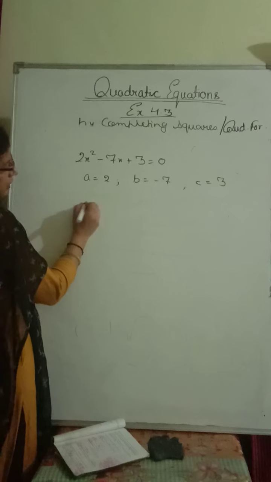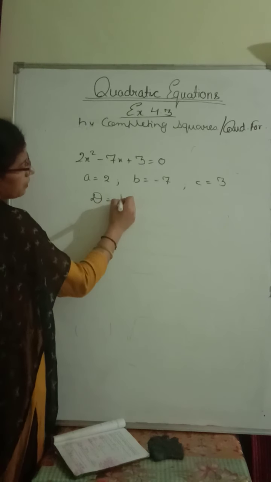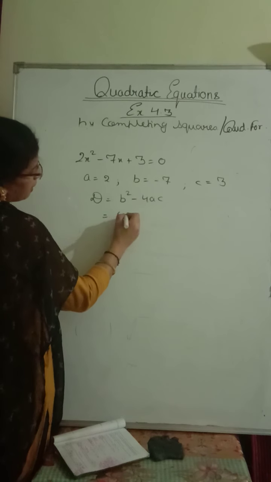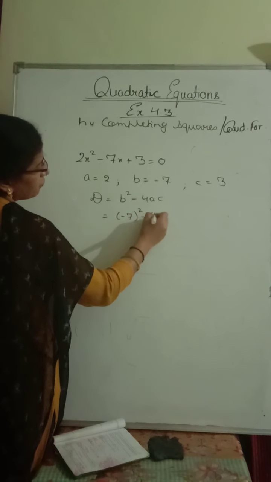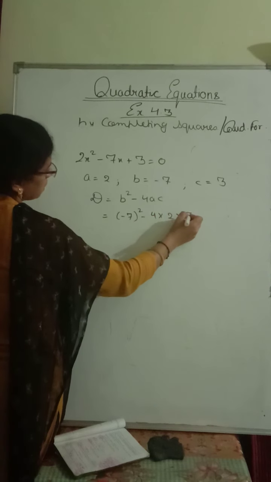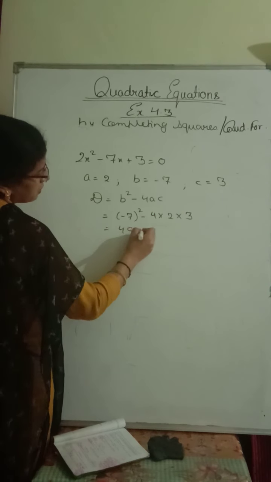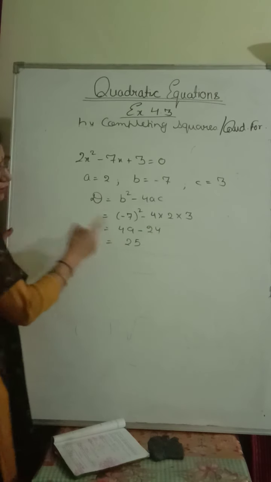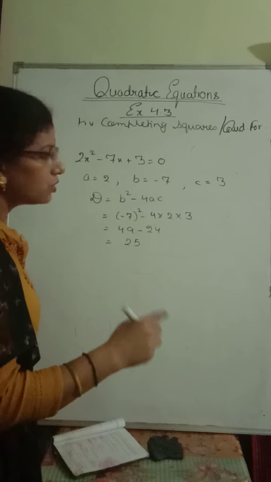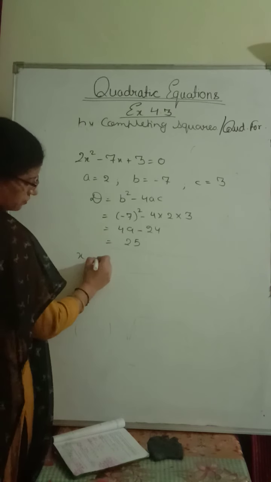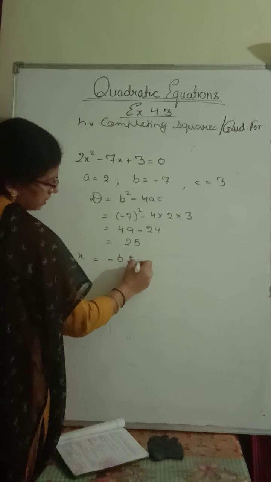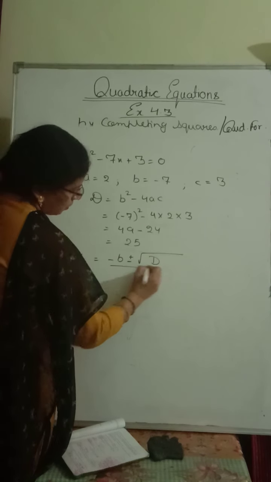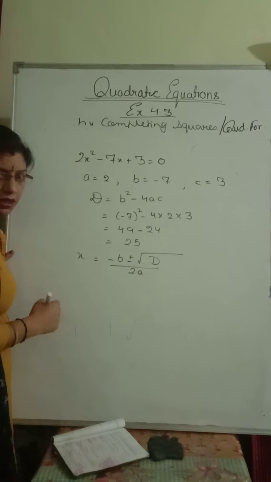What is the quadratic formula? Pehle hum discriminant nikal lete hain. b square minus 4ac. What is b? Minus 7 ka square minus 4 into a into c. 49 minus 4 twos are 8, 8 threes are 24. That means 25. Toh discriminant ki value kitni aa gayi? 25. Now you write the quadratic formula. Value of x will be minus b plus minus root of b square minus 4ac, that is the discriminant, upon 2a. This is the quadratic formula.